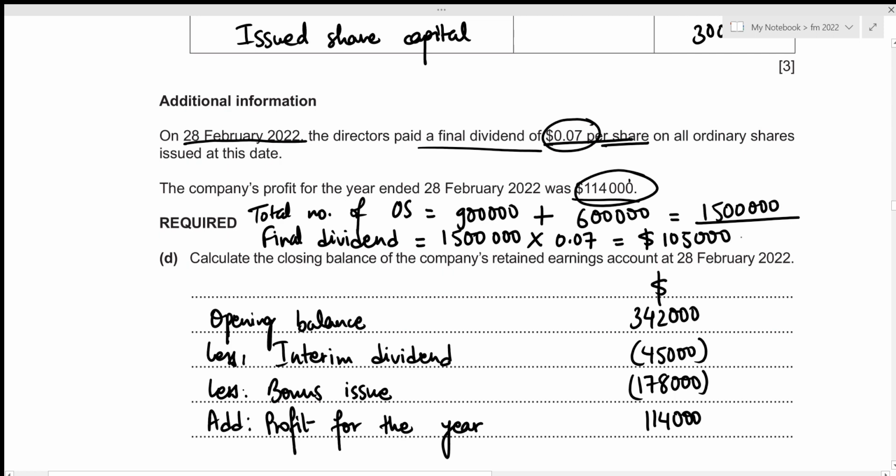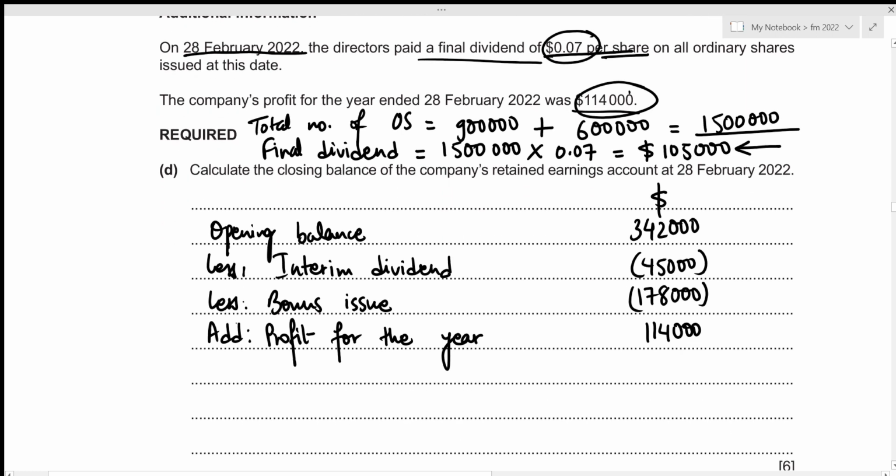And again, dividend is given out to the shareholders from our retained earnings, right? Which means that this amount should be deducted from the retained earnings. So let's subtract our final dividend. And this amounted to 105,000.